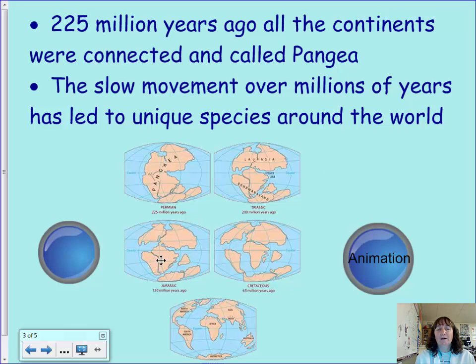South America and Africa at one time were connected, but when they broke apart, their climates changed a little bit, so the animals that lived there had to have different adaptations, and that led to different species.